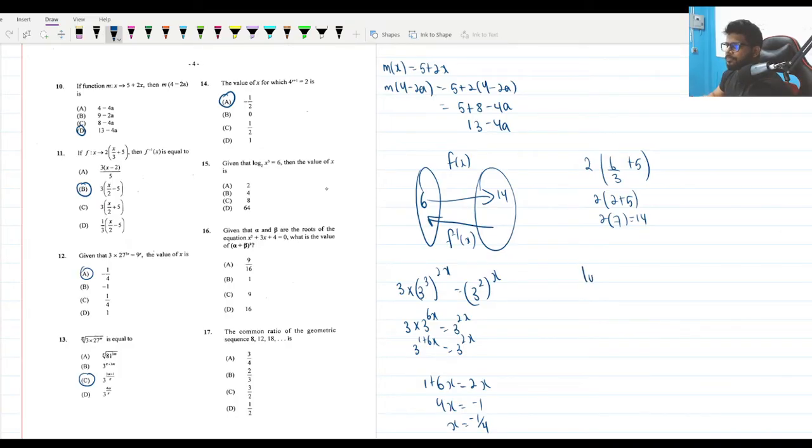Logs. Log of x cubed to base 2 is equal to 6. Move the 3 in front. 3 log of x to base 2 is equal to 6. Divide by 3. Log of x to base 2 is equal to 2. And use the law of logs. 2 to the power 2 is equal to x. And x is equal to 4.